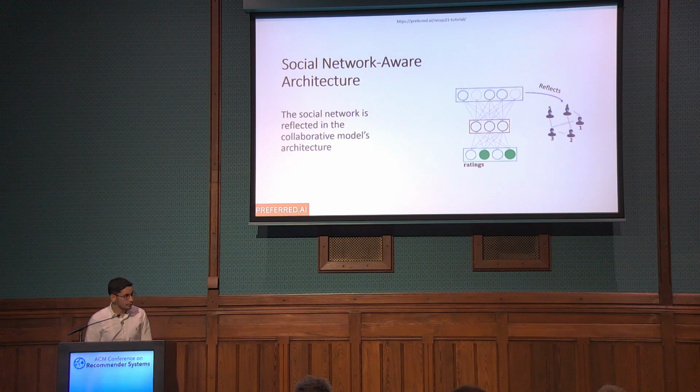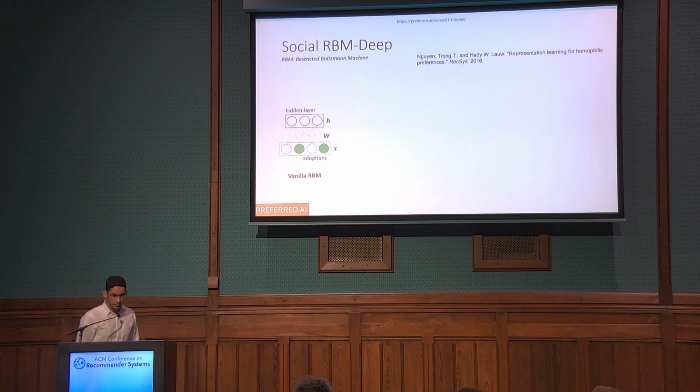Okay, now last we will take a look at the social network aware architectures, which may actually sound more fancy because we are seeing different models than the one we are used to. So the first model that we will visit is called social RBM deep. RBM, restricted Boltzmann machines, are actually undirected graphical models.